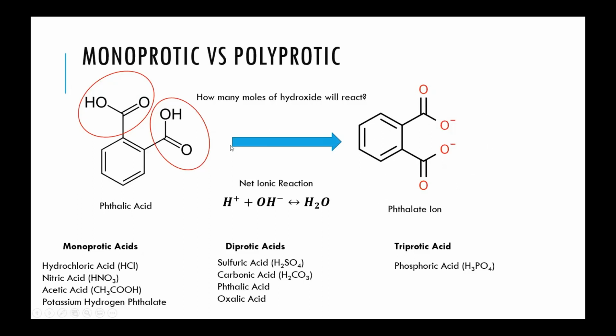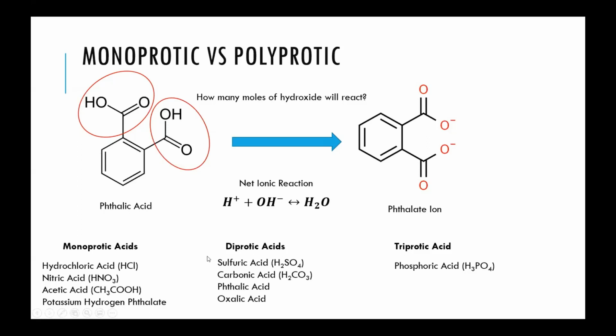The reaction itself is still H+ plus OH- in an equilibrium with water, but in this particular case, you would need twice as much sodium hydroxide to react with it, because for every one molecule of this phthalic acid, it will take 2 molecules or 2 moles of sodium hydroxide to react. There are 2 hydrogens, meaning it takes 2 hydroxides.